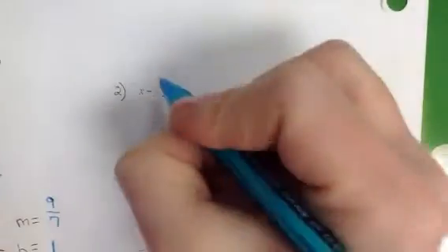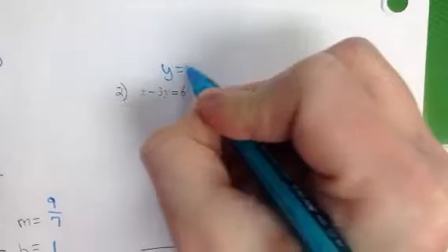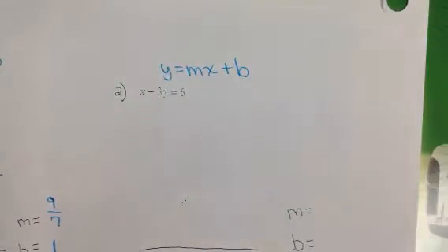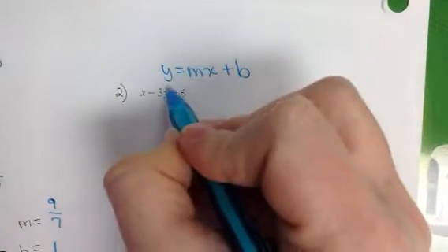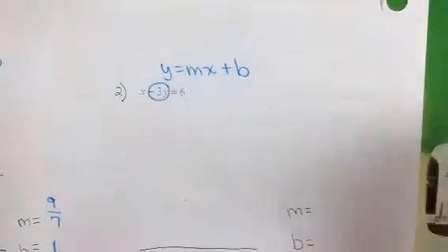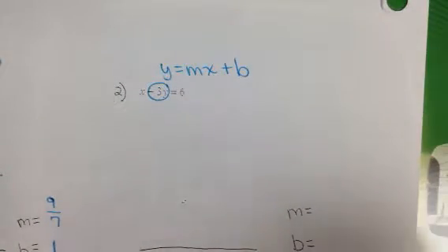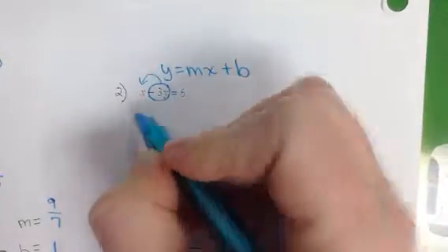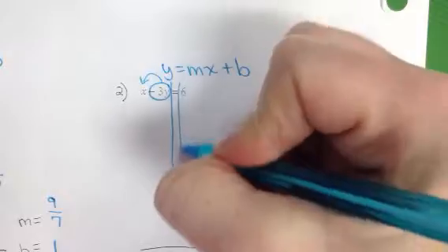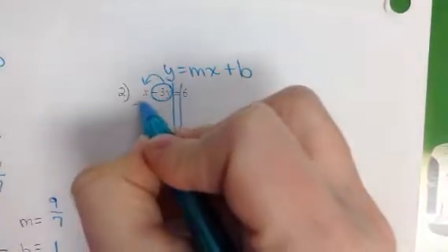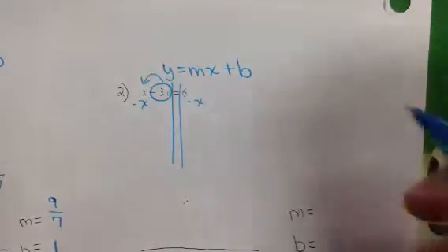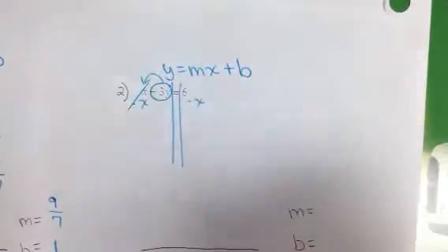Number 2, I'm changing it into slope-intercept form. That's y equals mx plus b. So I find the y. I'm going to include the term that's in front of it. I do not want the x on this side of the equation. So to make x go away, I'm going to do a -x on both sides. It's going to cancel over here.